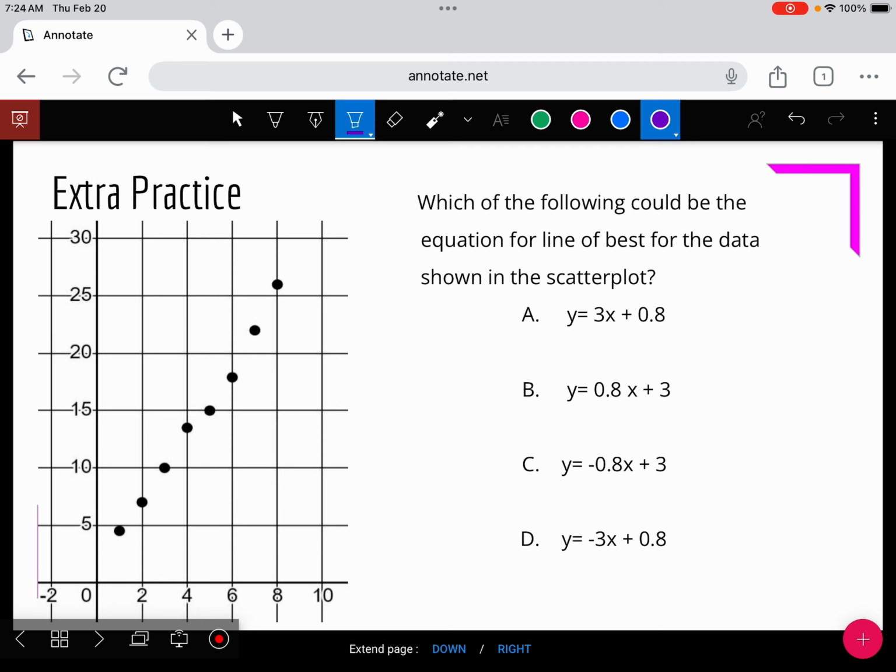What do we notice? They do all have the same number, so our values are not going to be super important. We're going to have a 3 or a 0.8 somewhere. Your guess is B. Why is your guess B? Closer to 3 than 0.8. Okay, I can see the logic behind that.